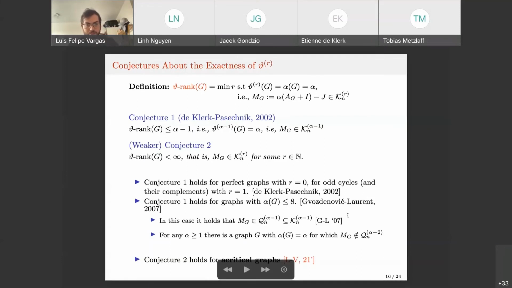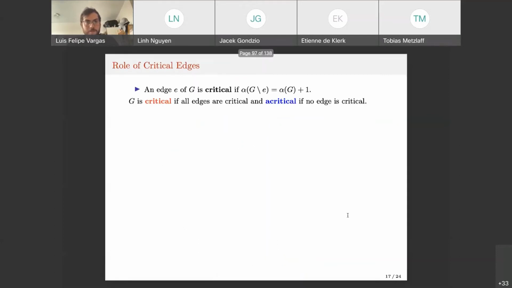And yeah, one of the main results from this talk is that we prove conjecture 2, so finite convergence for the class of a-critical graphs. I'm going to define what a critical graph is. Okay, so now the role of critical edges.